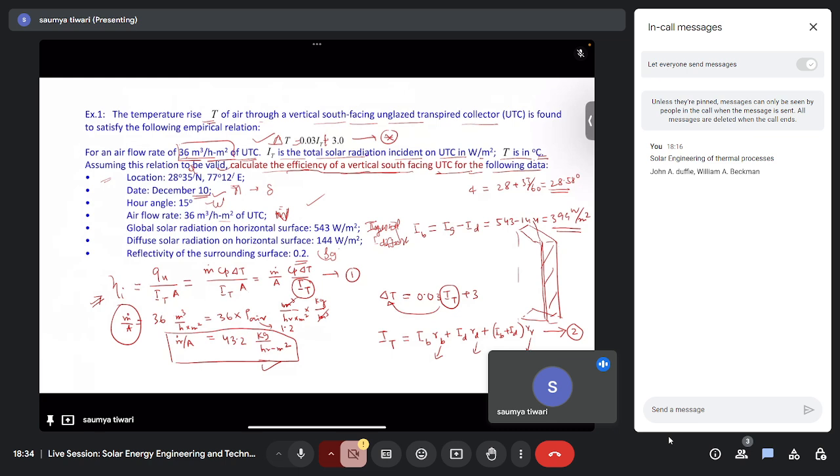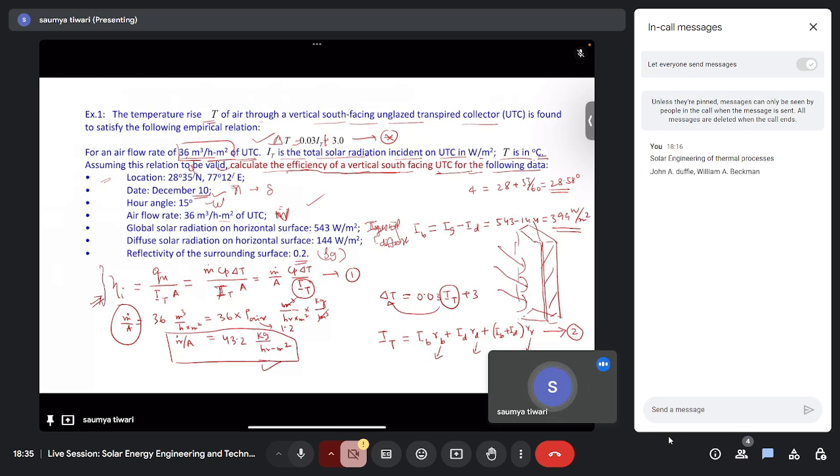So if you want to calculate the efficiency, the general understanding is efficiency is equal to your output upon input, right? So here output is your utilized heat, QU, and your input energy is your incoming solar radiation on this wall, right? Which will be your IT into A. A is the area of this wall, right? So if you write QU, utilized heat, it will be m dot Cp delta T. You know how much energy is required to raise the temperature through delta T, right?